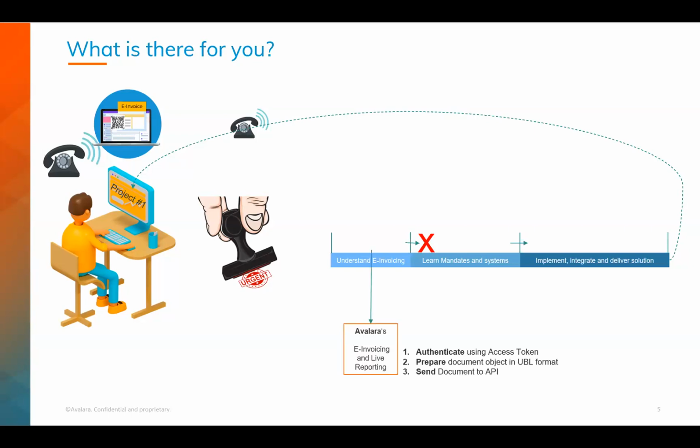And the answer is Avalara's single API, which will help to make your life, a software developer's life, easy in three simple steps. Authenticate yourself on Avalara's single API for e-invoicing, prepare the document in UBL format, and send that document to the API. That's it, three simple steps.